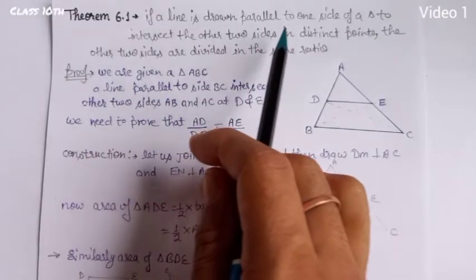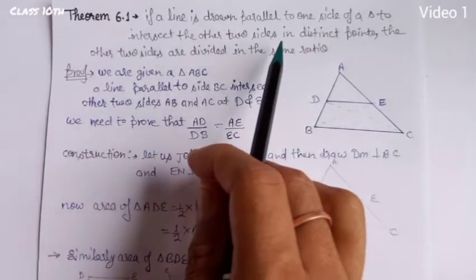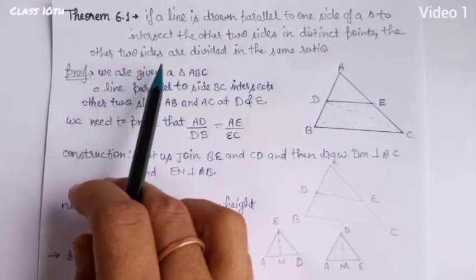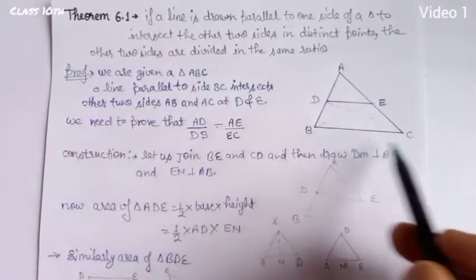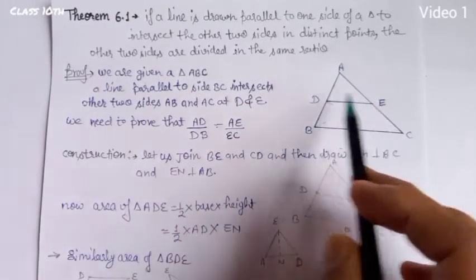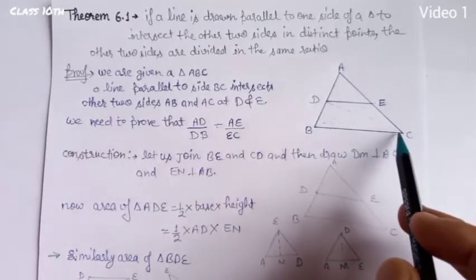So let's start. If a line is drawn parallel to one side of a triangle to intersect the other two sides in distinct points, the other two sides are divided in the same ratio. ABC is a triangle here. A line is drawn from point D to E, meaning DE, and DE is parallel to BC.